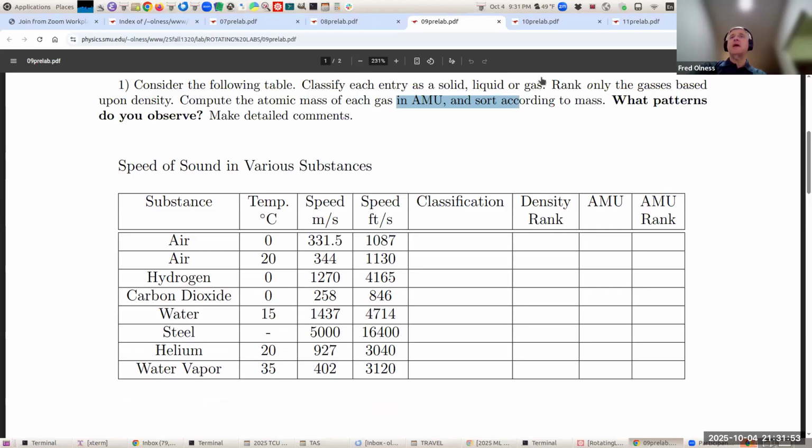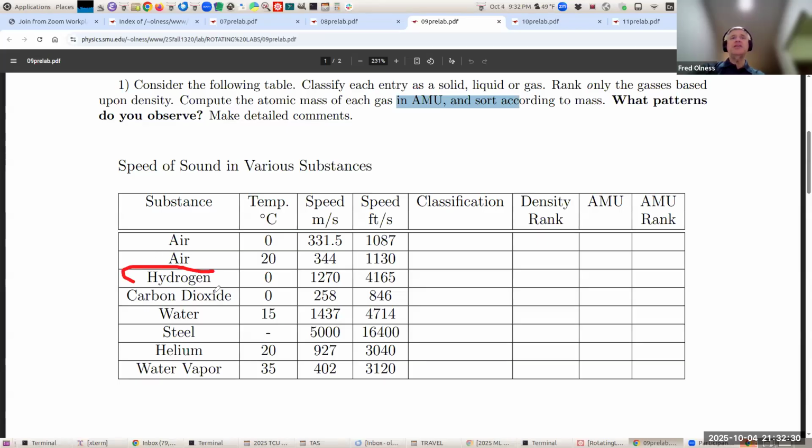Okay, so let's go through that. The gases, let's see. Steel is a solid, but air is a gas, hydrogen, carbon dioxide. Water is a liquid, steel is a solid. We're going to forget about those two, but all the others we will include. And water vapor is just a little bit of water and air, so we'll just do air once. We've got 2 airs here. So we need the AMU for that.